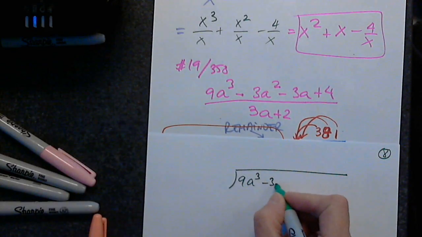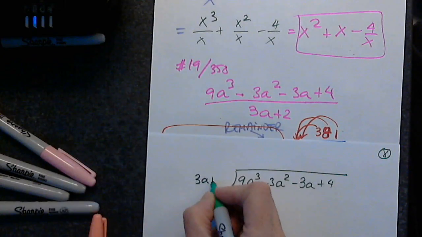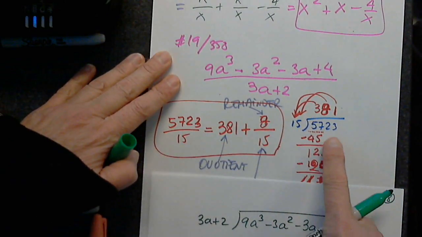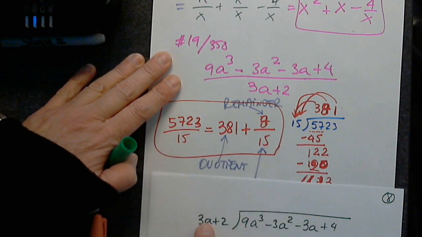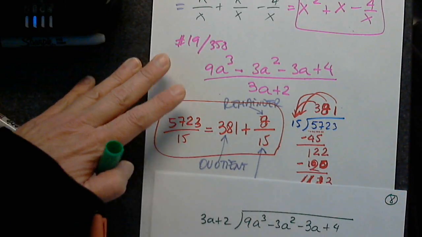9a to the third minus 3a squared minus 3a plus 4 divided by 3a plus 2. Notice that it's the same algorithm. The divisor is here, the polynomial from the top, same idea. Ready?